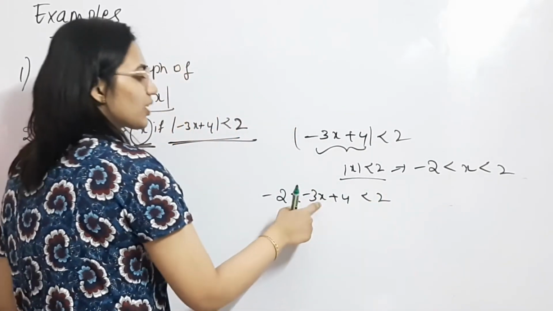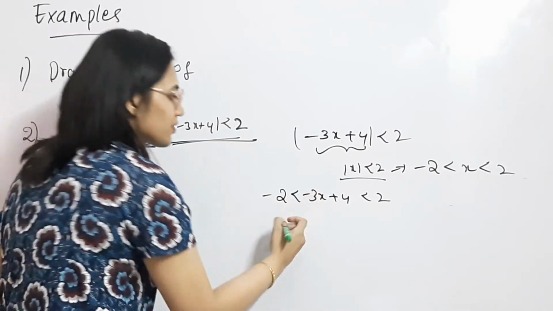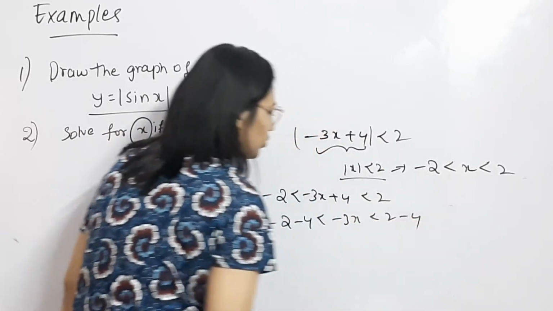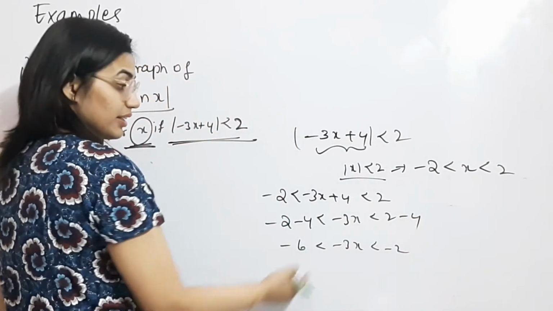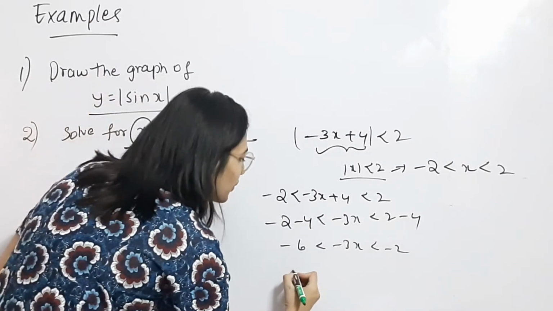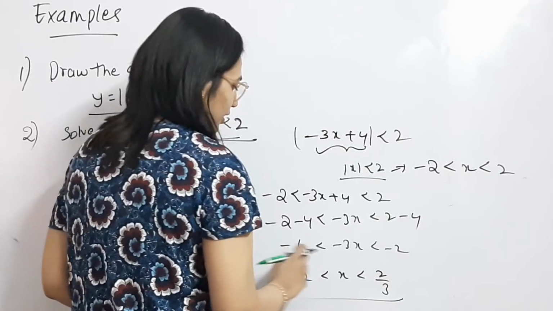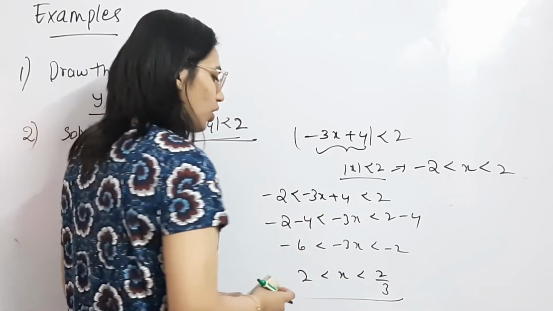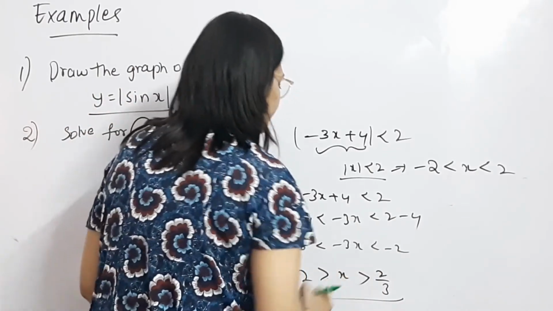So now you need to get x here. So what you'll do is you subtract 4 in order to simplify this in the next step. Subtract 4. What do you get now? Minus 6 less than minus 3x less than minus 2. Now you need to get the value of x, not minus 3x. So just divide this. What do you get? 2 less than x less than 2 by 3. You know for a fact that these are negatives. So in order to cancel the negatives, we will change the signs. So it will be like this.